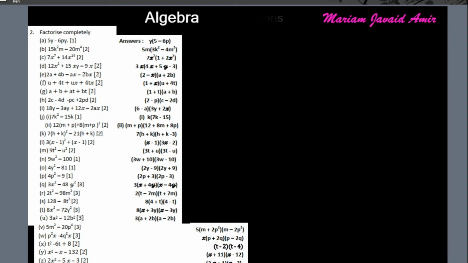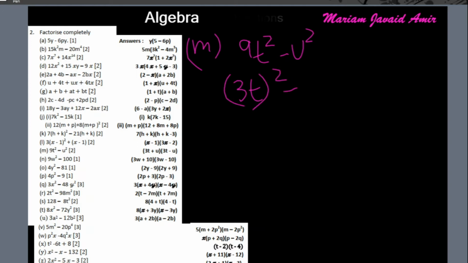Part M is 9t square minus u square. So I'll use the formula a square minus b square, which is (a plus b) and (a minus b). So (a plus b) and (a minus b). This is the answer. Okay.